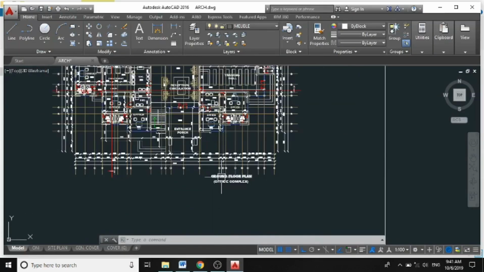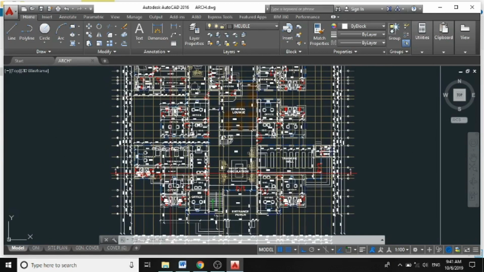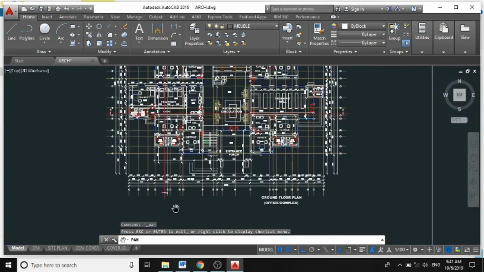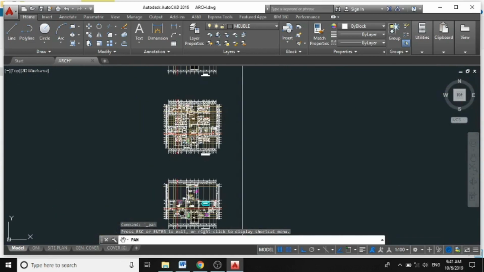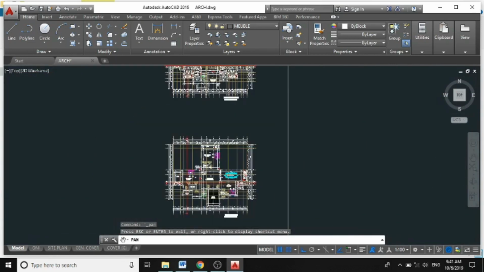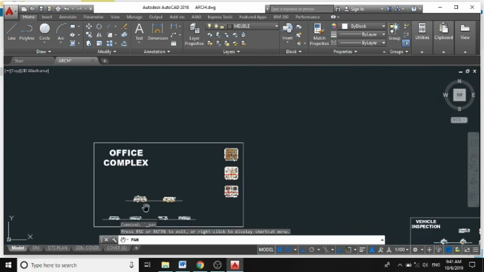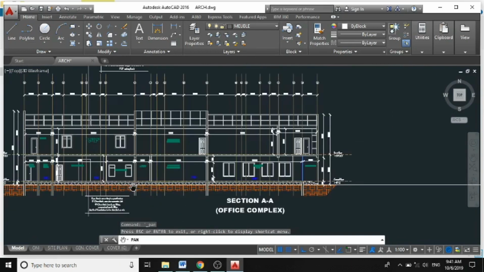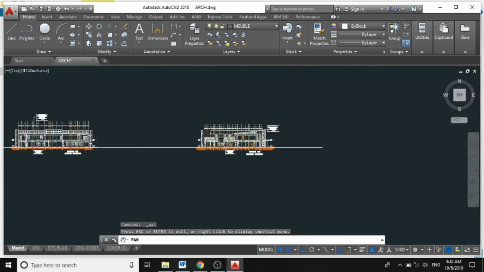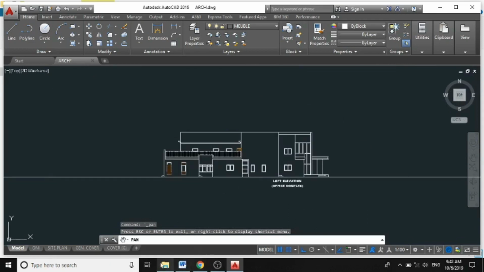Here is the floor plan, the ground floor plan. Here is the first floor plan, and here is the roof plan. Here are the elevations and the sections. Here are the 3Ds.